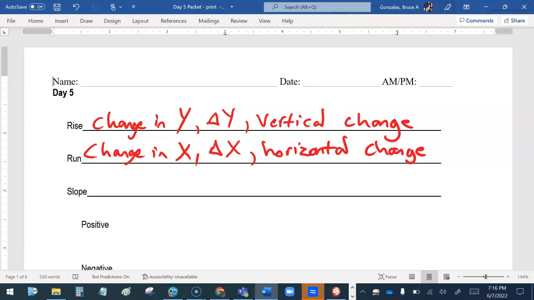So slope is a bunch of things. First off, slope is rise over run. You might remember that from Algebra 1. It's also known as the change in y over the change in x, so the triangle y over the triangle x. And another way to think about it is your formula, y2 minus y1 over x2 minus x1. Okay, so go ahead and get that down.